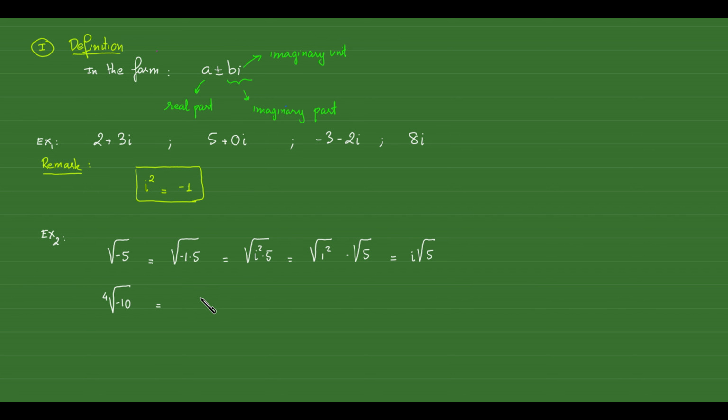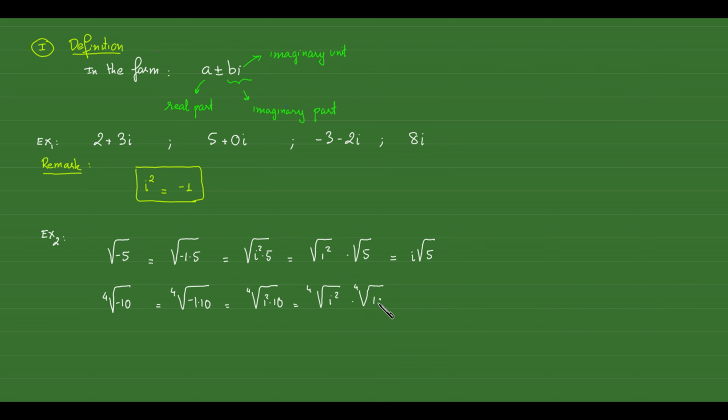In this case, you can do it like this. The fourth root of negative 10 will be the fourth root of negative 1 times 10, and this can be split up into the fourth root of i squared times 10. But the problem is that 4 is not going to 2. So before I can do anything, I can go ahead and split it up: the fourth root of i squared times the fourth root of 10.